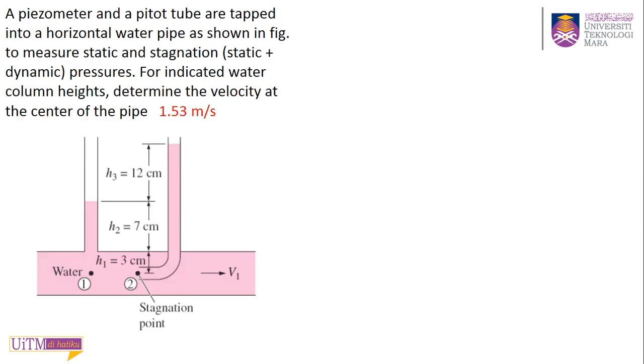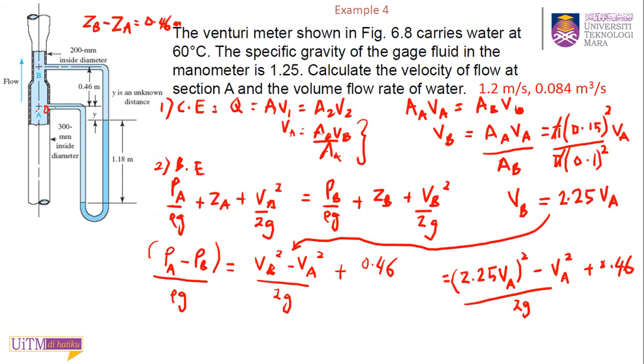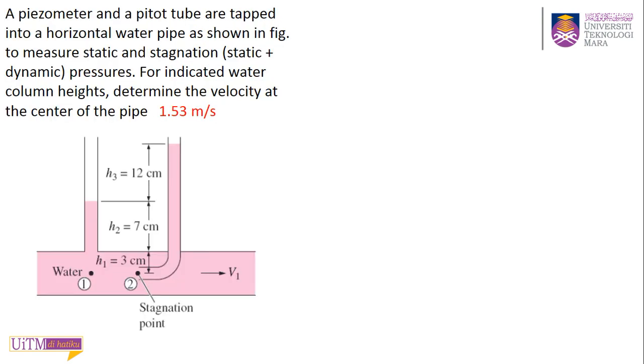Okay, alright. So nombor berapa sekarang ni? 3 kita buat. 3. So question number 4. This is piezometer and pitot tube. Okay, and they ask you to find the velocity at the center of pipe. So they ask you to find V1 lah. Okay, because we know at this point the V2 is 0 kan. At stagnation point the V2 is 0.